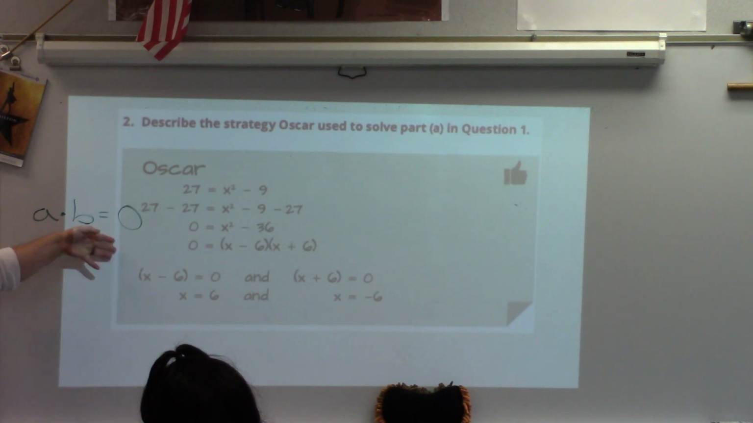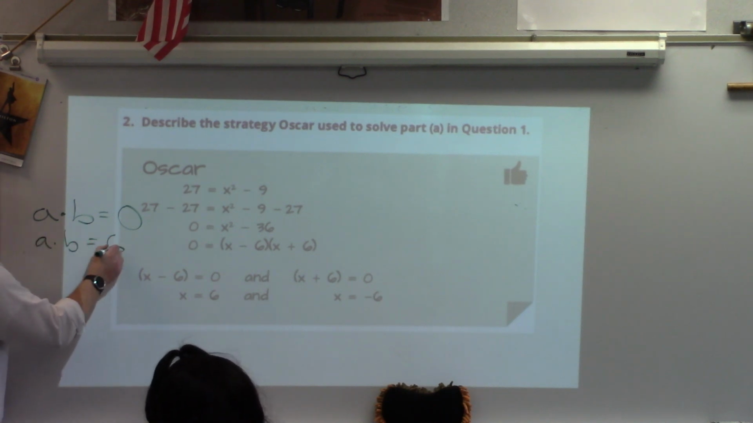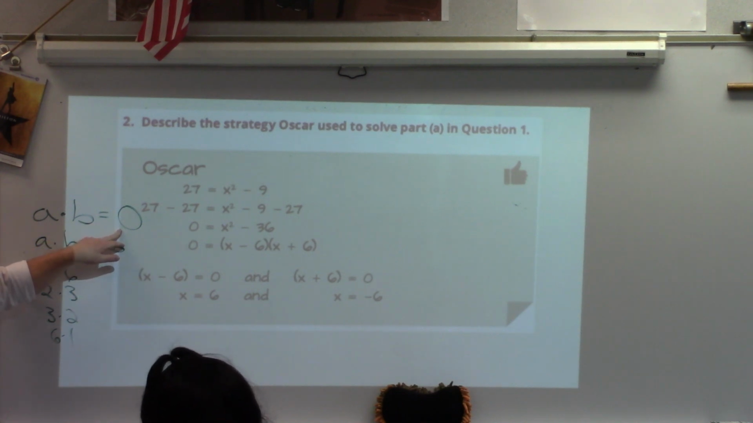Well, if A times B is equal to 0, at least one of the factors has to equal 0. If I have A times B equals 6, that could be 1 times 6, 2 times 3, 3 times 2, or 6 times 1. You see how many different combinations there are when the two factors equal 6? But if it's equal to 0, one of them has to be what?